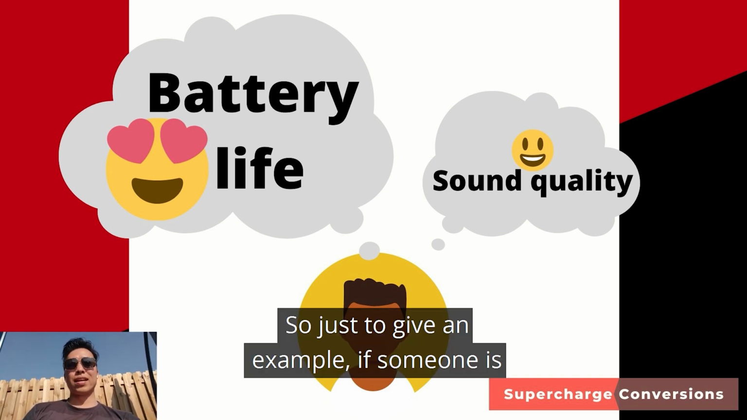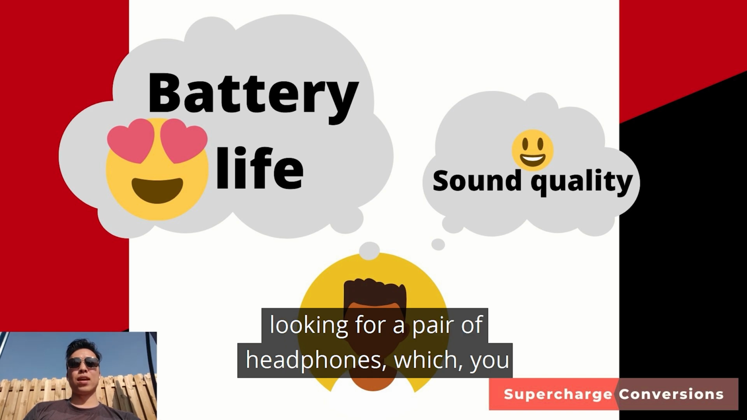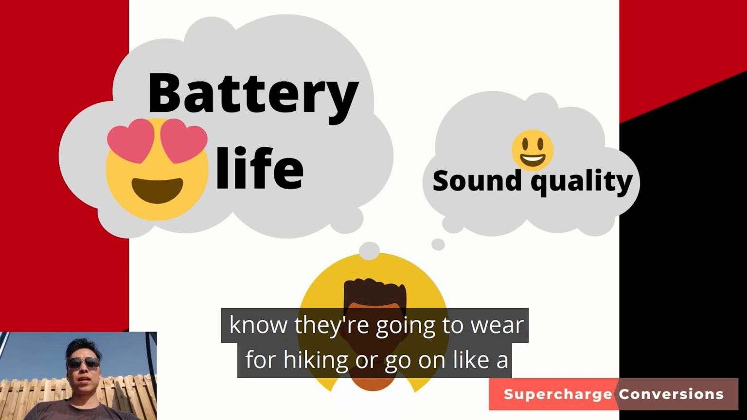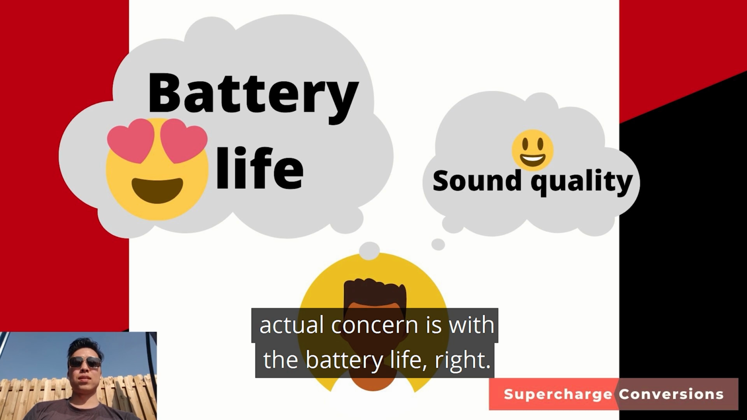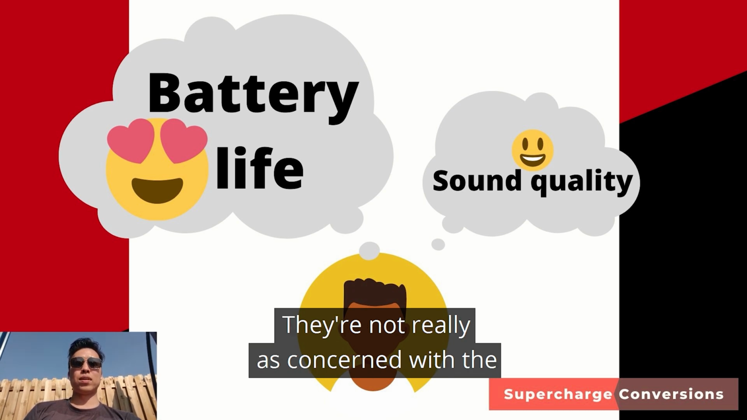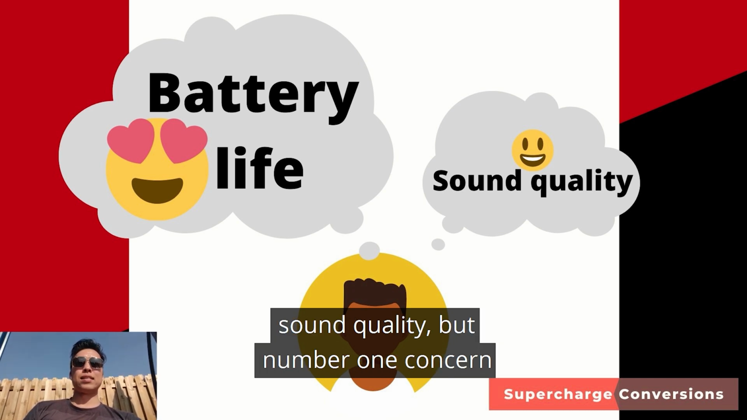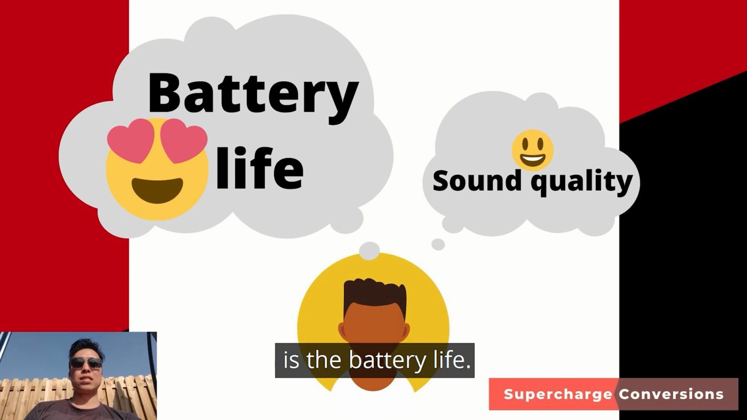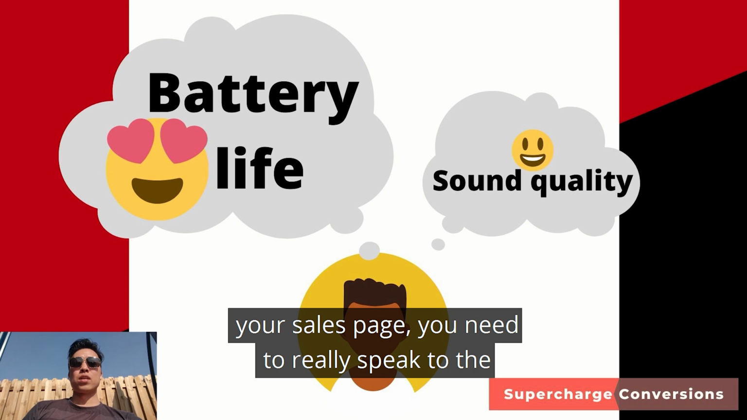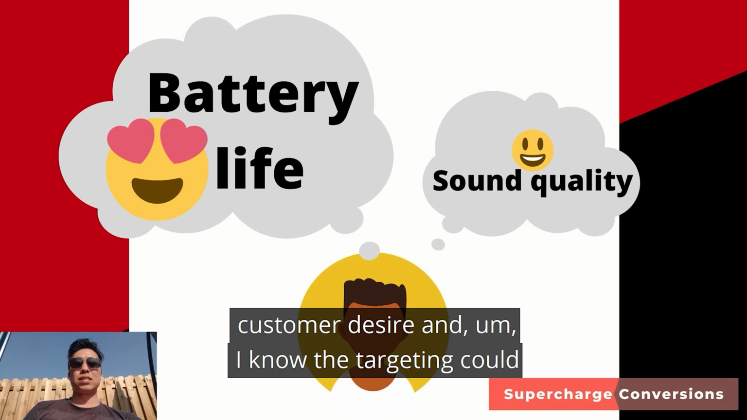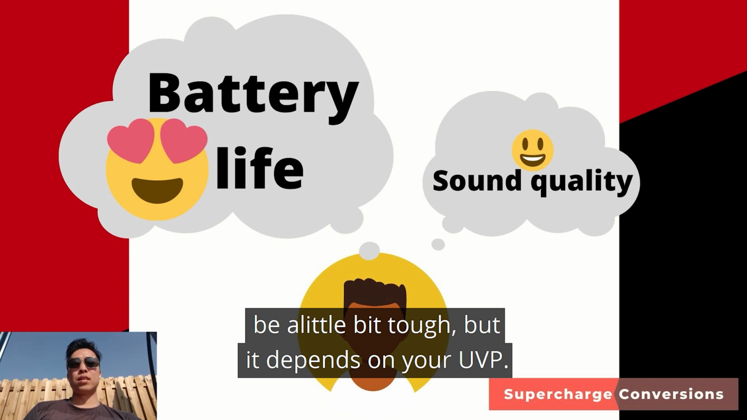So just to give an example, if someone is looking for a pair of headphones which they're gonna wear for hiking or go on a long trip, what they're actually concerned with is the battery life, right? They're not really as concerned with the sound quality, but number 1 concern is the battery life. So when you're going to structure your funnels or your sales page, you need to really speak to the customer's desire. And I know the targeting can be a little bit tough, but it depends on your UVP.